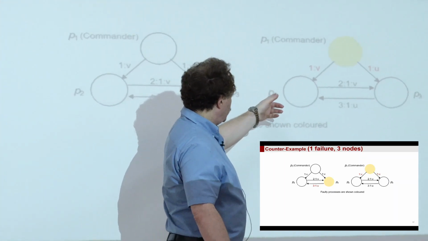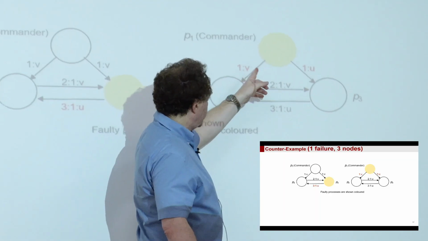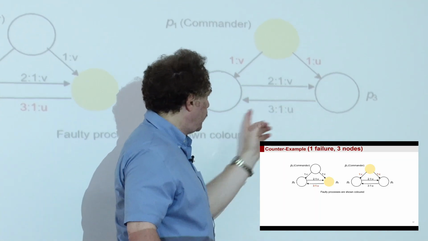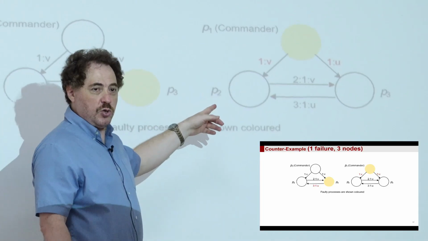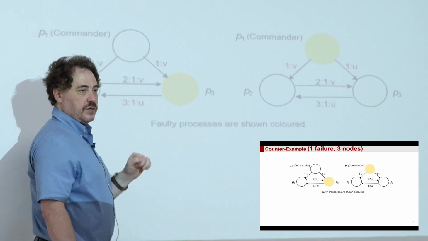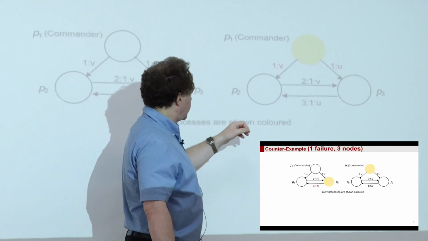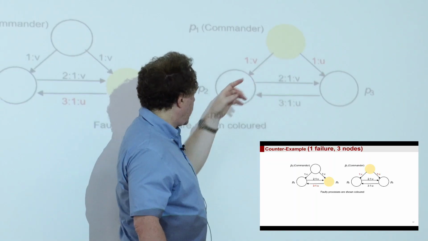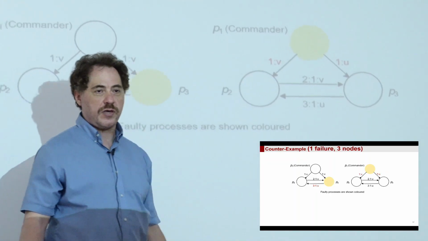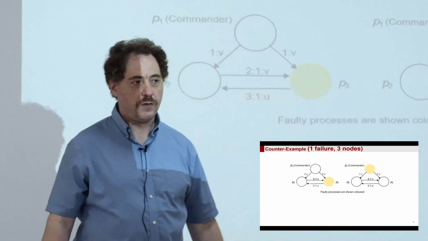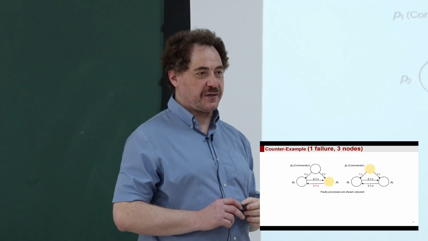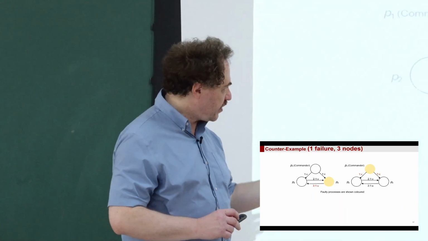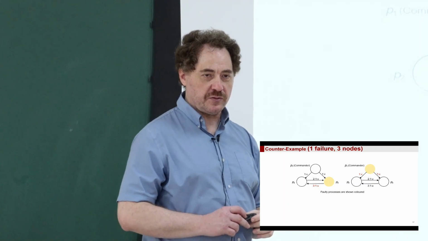In the second scenario, the commander is Byzantine. The commander sent different values, V and U, to different lieutenants. However, P2 is not able to distinguish between the two scenarios. In both cases, it's getting V from the commander and U from the other lieutenant. So it doesn't know what to do, which value is the correct one. And thus, consensus is not achievable.